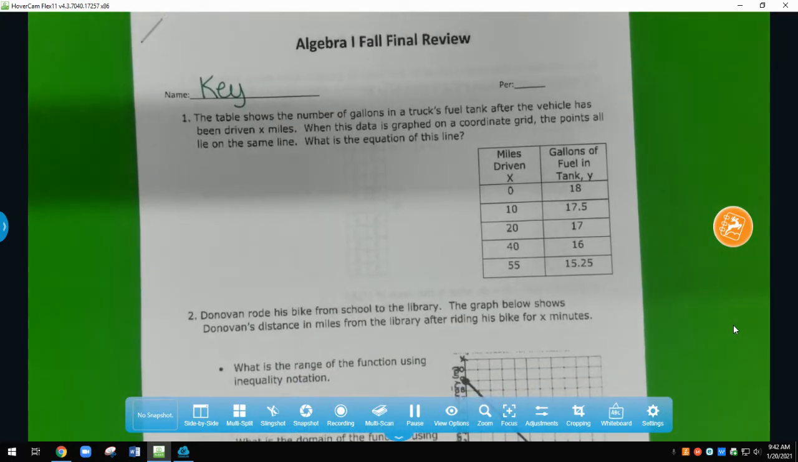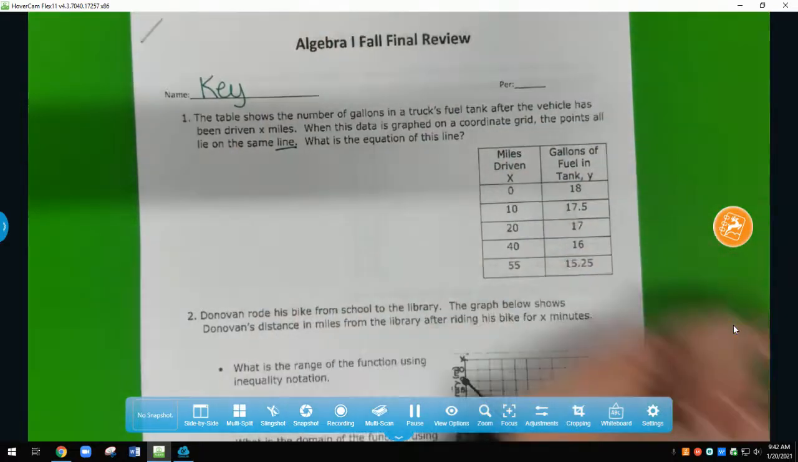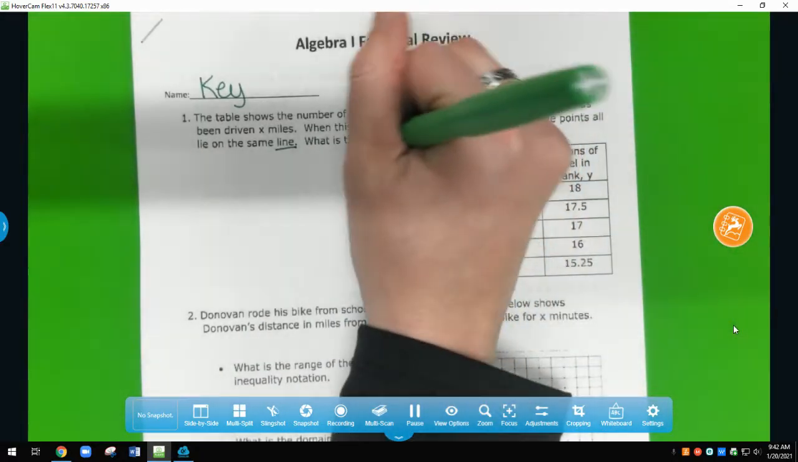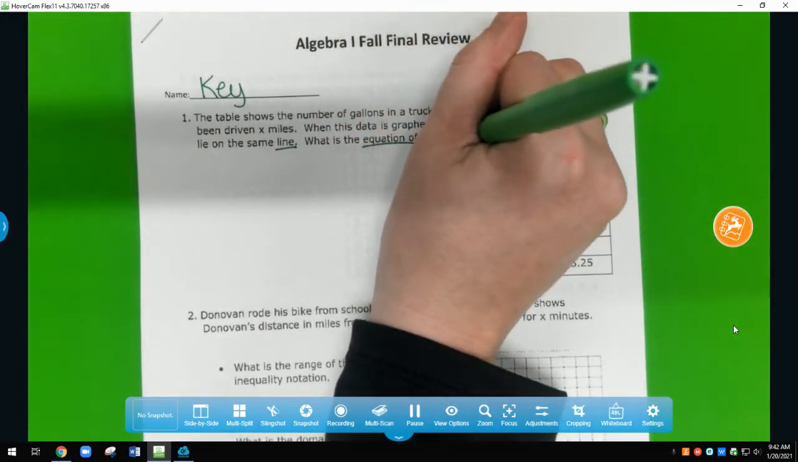So number 1, the table shows the number of gallons in a truck's fuel tank after the vehicle has been driven x miles. When this data is graphed on a coordinate grid, the points all lie on the same line, so that tells me it's linear. What is the equation of this line?